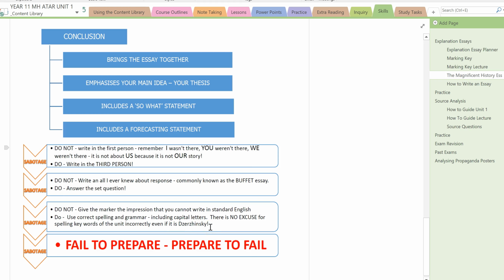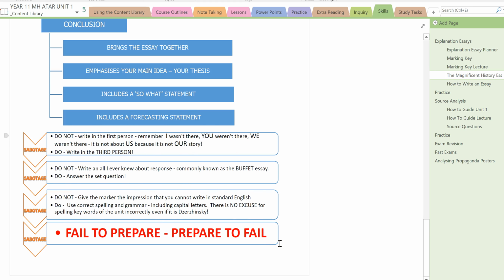You might have complicated names. You need to make sure you know those things, you know places, you know the ideas, you know those key theories that we're looking at. Fail to prepare, prepare to fail. I think that's very clear. So hopefully that will kind of help you as well.